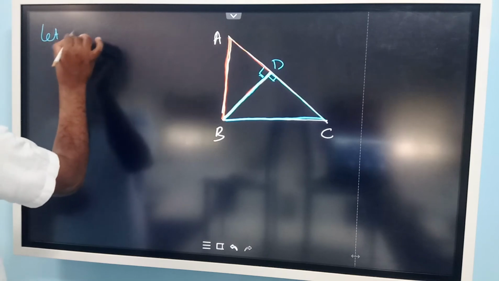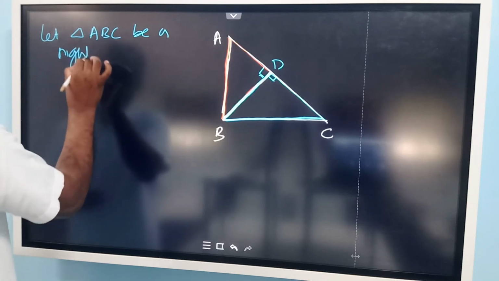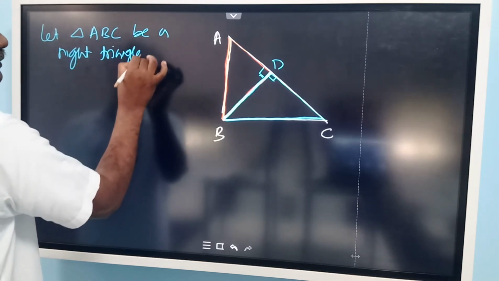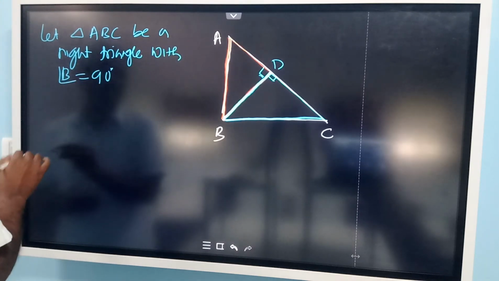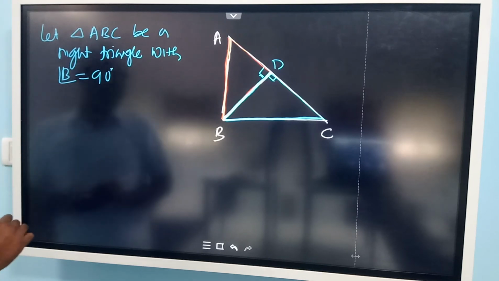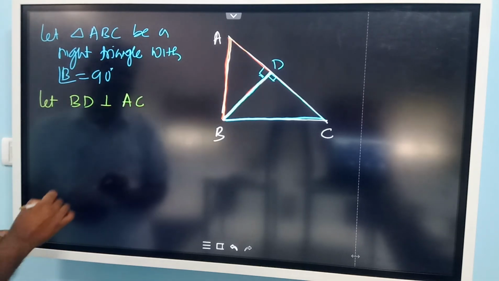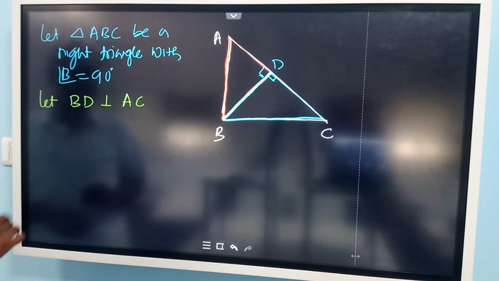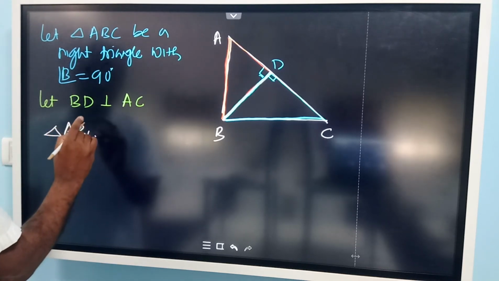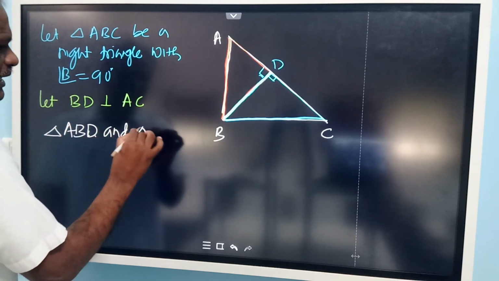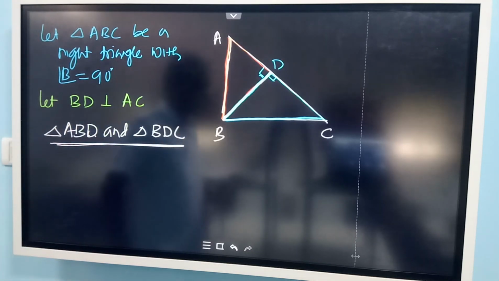So let triangle ABC be a right triangle with angle B equal to 90 degrees. This is given. Now let BD be perpendicular to AC. BD is the line perpendicular to AC. Now let us consider triangle ABD and triangle BDC. Let us take these two triangles and show that they are similar.